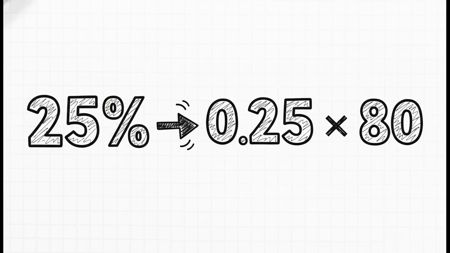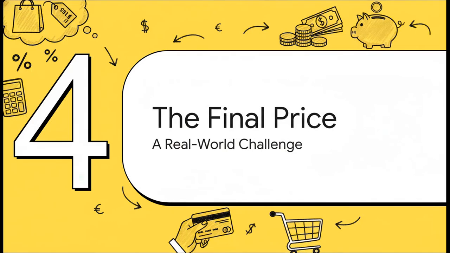So here's the one simple trick you need to remember. If you want to find a percentage of something, you just turn the percent into a decimal. You do that by moving the decimal point 2 spots to the left, and then you multiply. So 25% of 80, it's just 0.25 times 80. Easy. All right, time to put it all together.